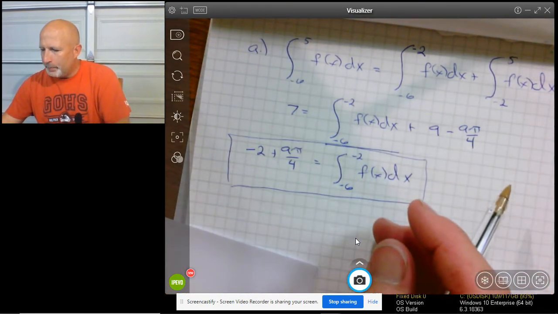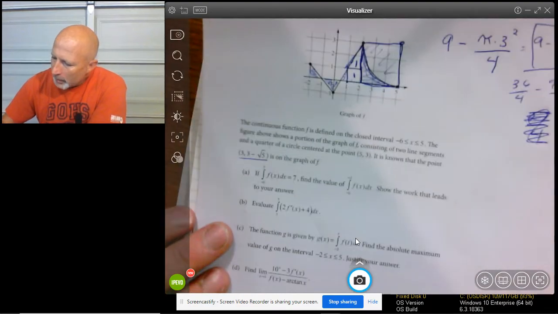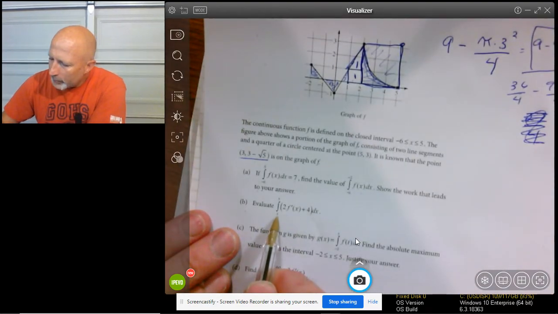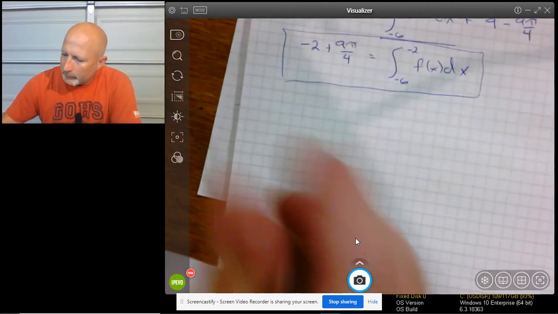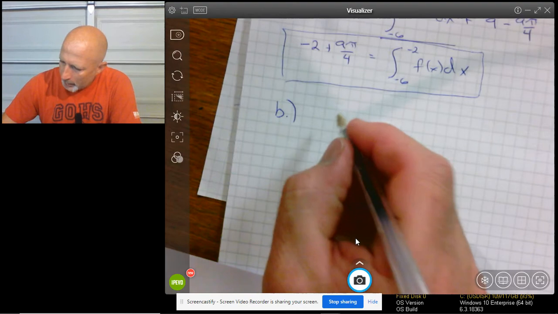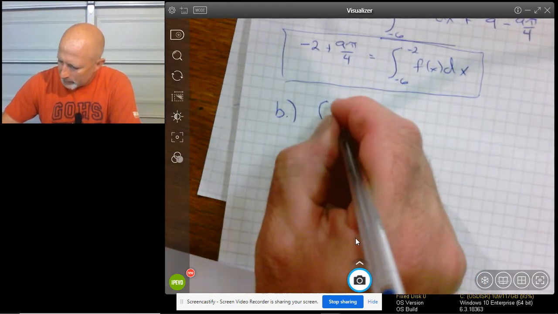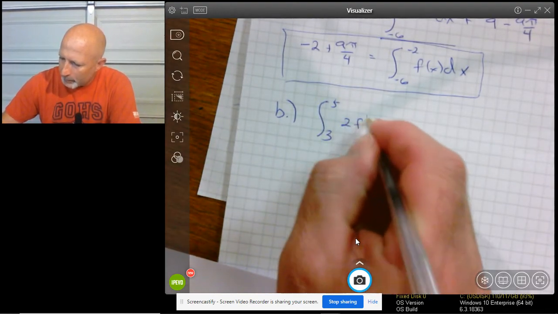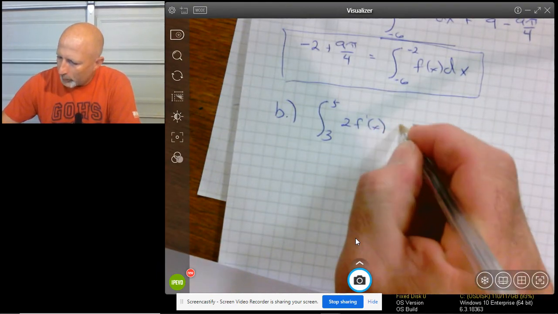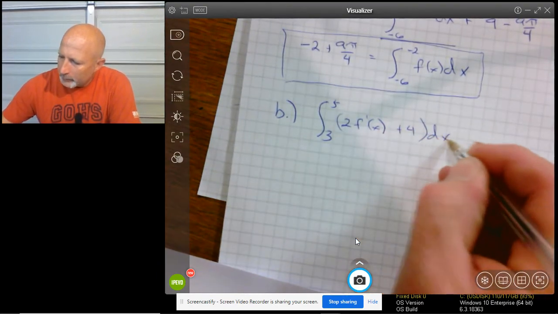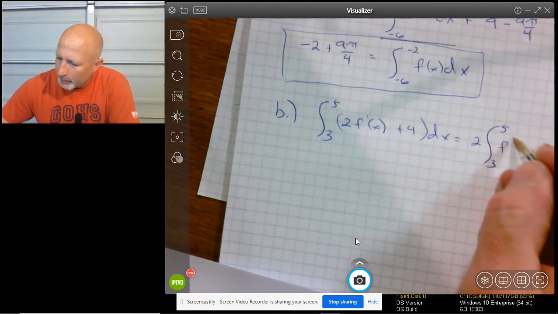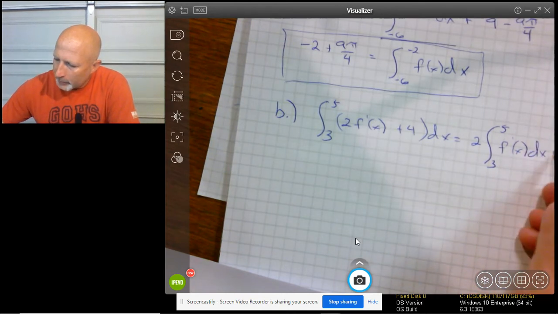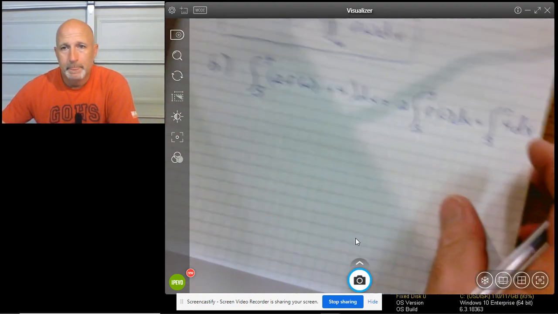Okay, B. Evaluate this integral: the integral from 3 to 5 of 2 f prime of x plus 4 dx. Okay, so B, I'm going to integrate from 3 to 5 of 2 f prime of x plus 4 dx. Well, that's equal to, factor out the 2, so 2 times the integral from 3 to 5 of f prime of x dx plus the integral from 3 to 5 of 4 dx.